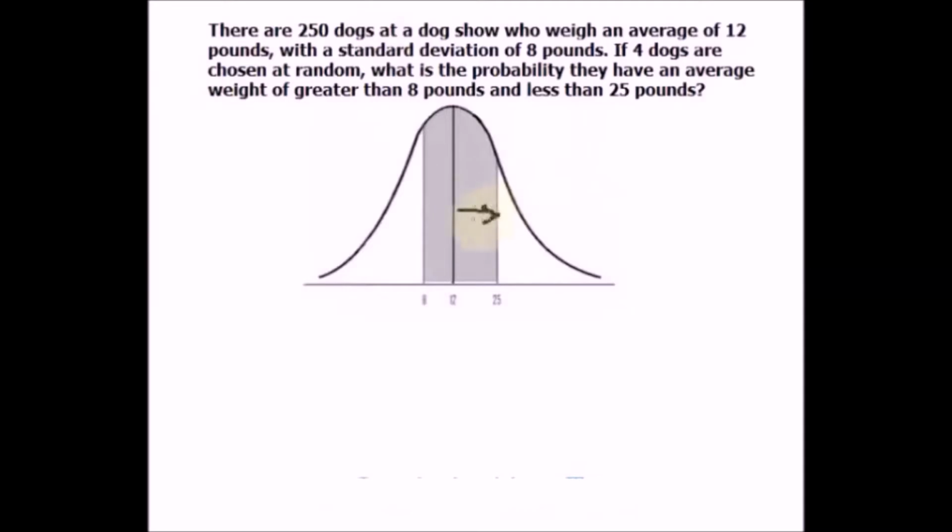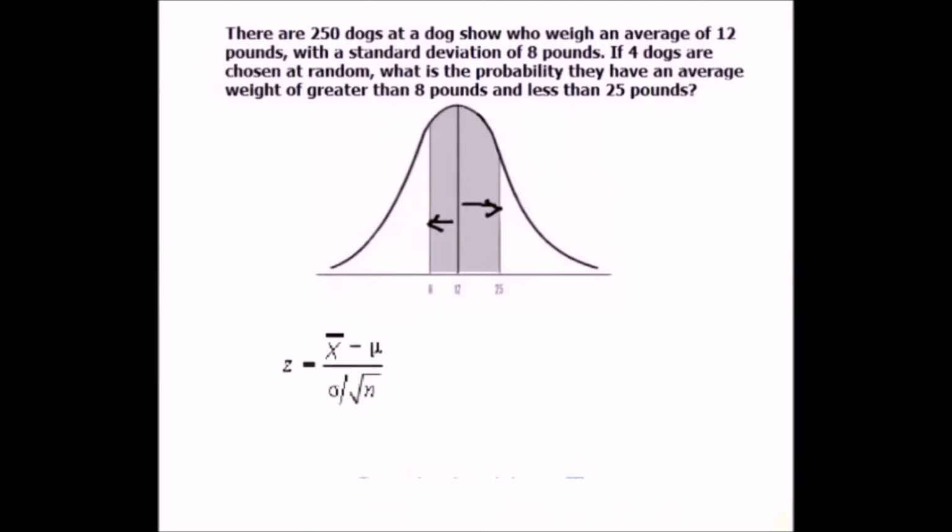I'm going to find this area here first, and then I'm going to find this area. Here's the z formula we want to use, and the values. For my upper bound, the sample mean, that's x bar, is 25, minus the population mean, which was 12, all over the standard deviation, given in the question as 8 pounds, divided by the square root of n in the sample, which was given as 4 dogs.